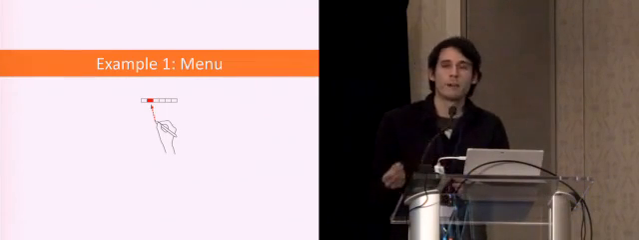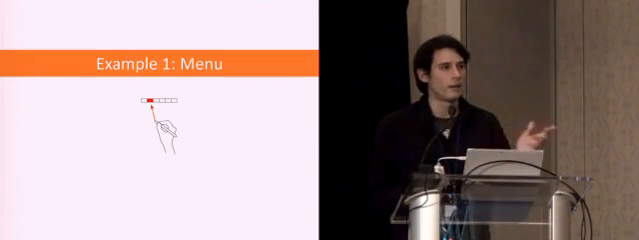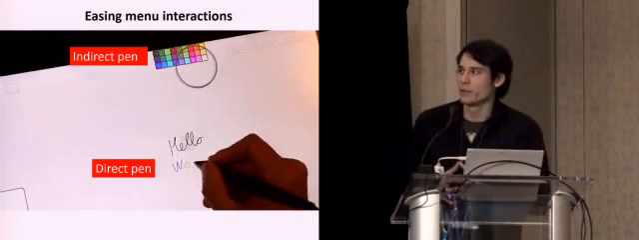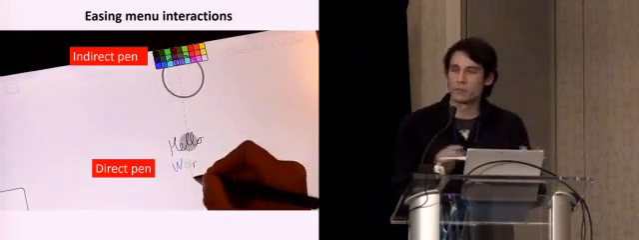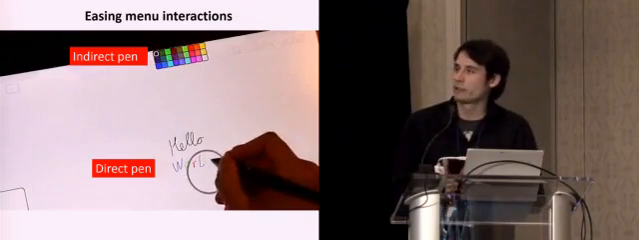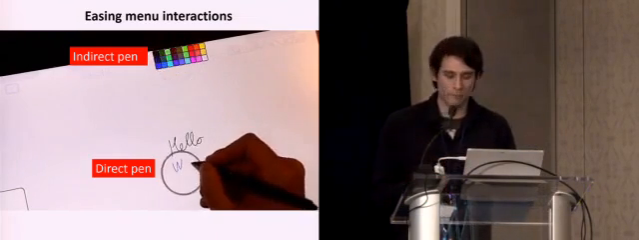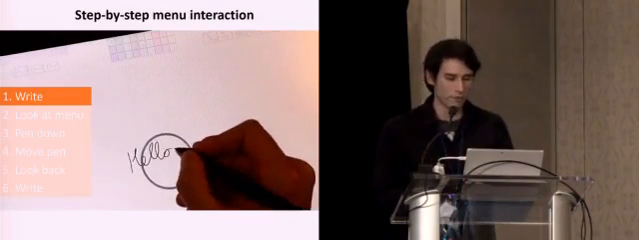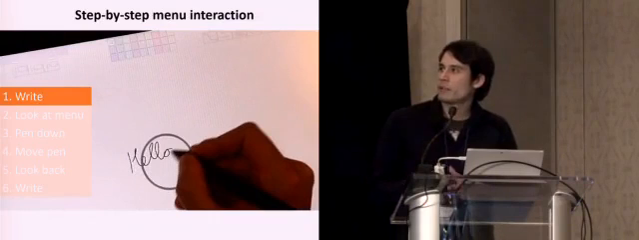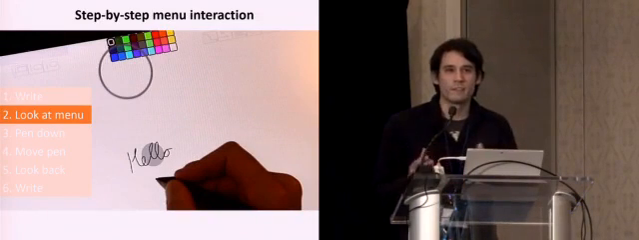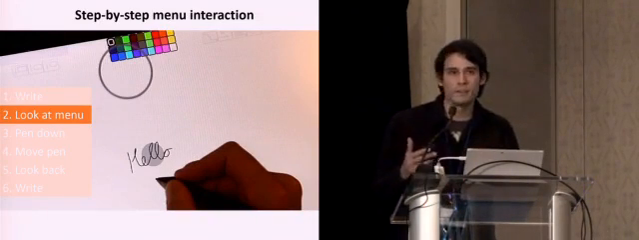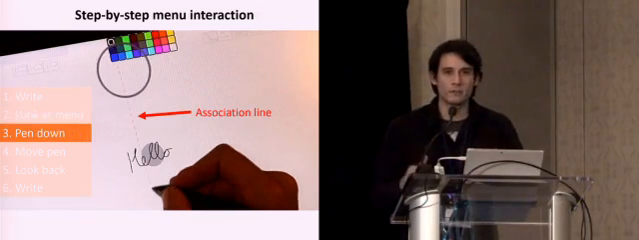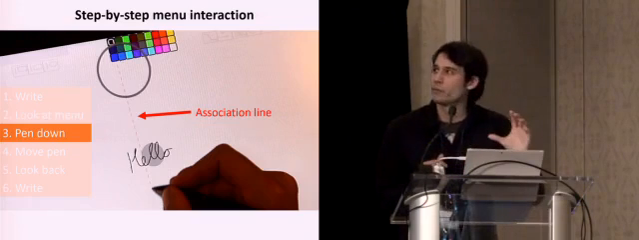If you use a pen, you often want to change the mode, like the color, the brush size, and so on. With gaze shifting, it would work like this: with direct pen input, meaning you look close to the pen, you can draw. If you look at the menu, you can use the pen indirectly. The step-by-step operation is that you first write normally. Then you look at the menu, and the menu gets emphasized automatically, showing you that now you can interact with it. By putting the pen down, you get an association between the pen and the menu.